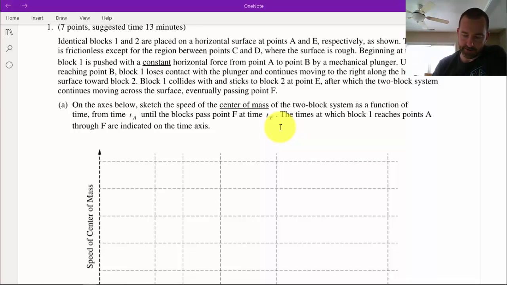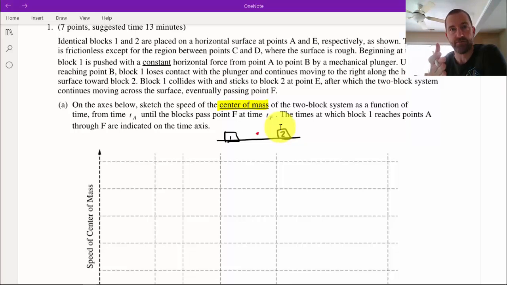Center of mass can be a little bit tricky. In fact, if they didn't put the word center of mass, if they just said for block 1, the graph is going to look almost identical, but there's going to be a small difference. If I draw right here that this is block 1 and this is block 2, somewhere in between them there's a point that we call the center of mass. It's going to be a weighted average of their positions based upon their mass. And since they have the same mass, it'll just be halfway between them.